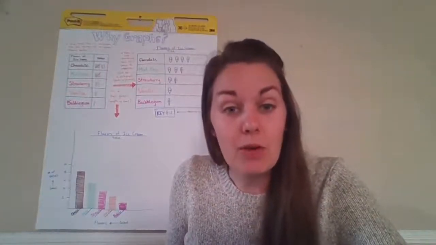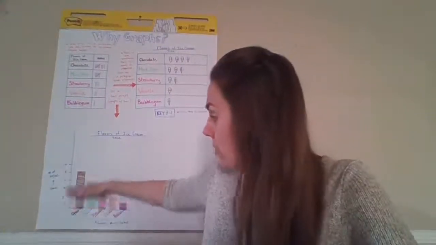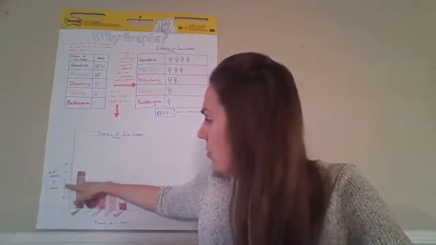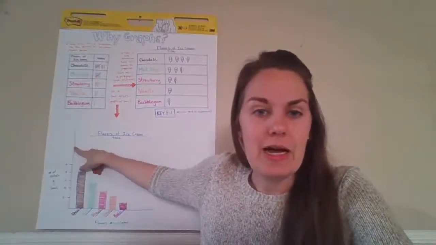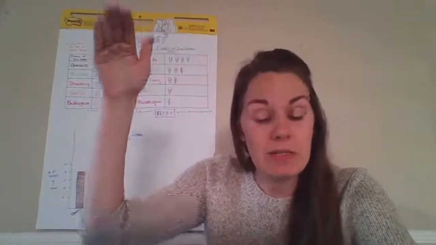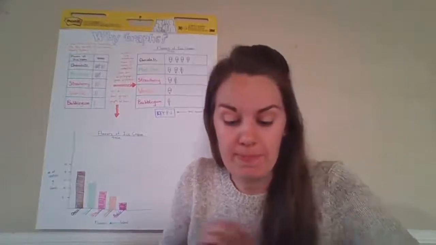Scale marks off equal sections. So notice we counted by 2s each time on our graph. We didn't say 2, 3, 6, 9. We didn't skip around. Each increment is going to be the same. So on this one, the scale is counting by 2s. All right.